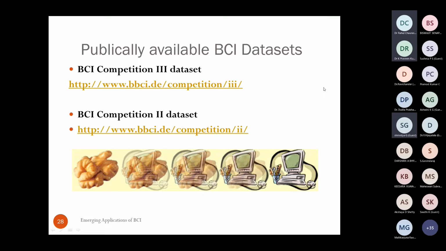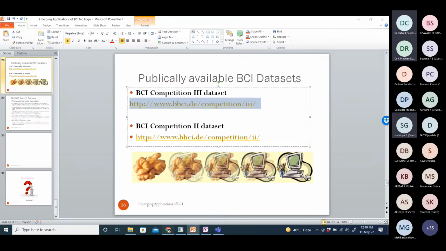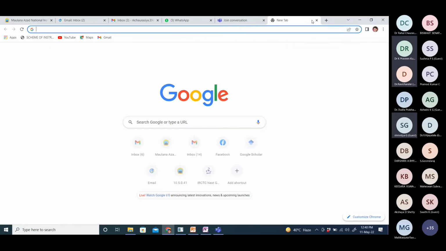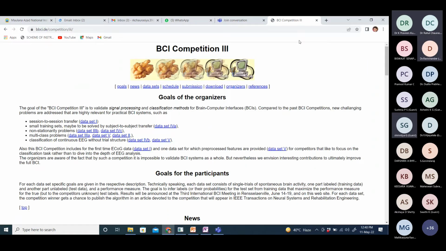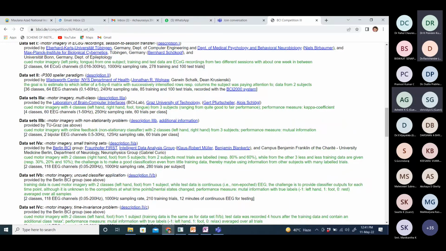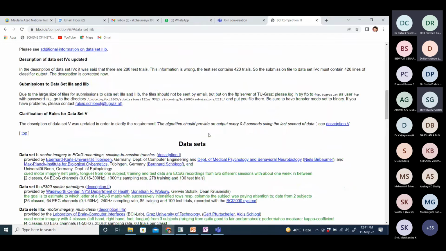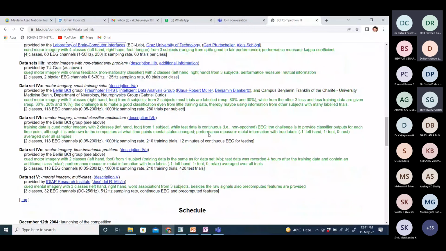Okay, so this is the link which I was saying, the publicly available data set. This is the first link. Let me go to this. This is called BCI competition 3. They have different data sets, session 2, session transfer, data set 4A. Data set 2B is basically the data set which you are using. This is called the Berlin BCI competition. It was held in 2004 and 2008. Data set 2B is the P300 data set.